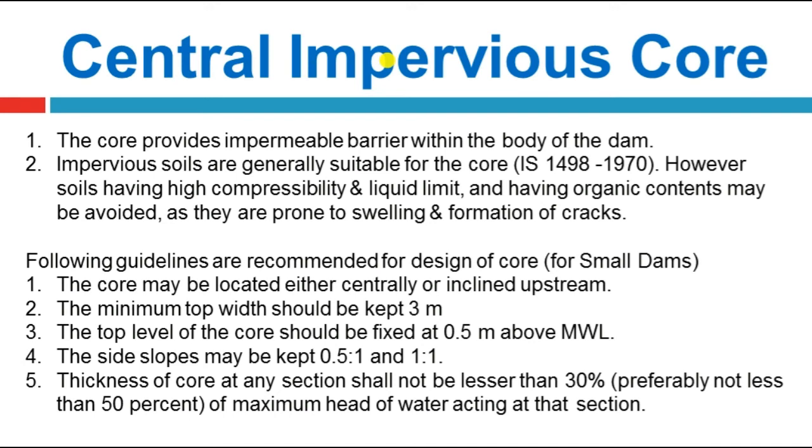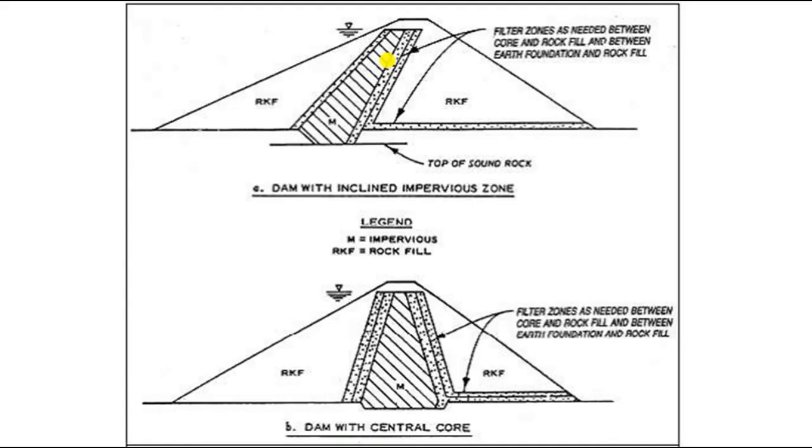We should follow the recommended guidelines for small dams. The core may be located either centrally or inclined upstream. The minimum top width should be kept at 3 meter. The top level of the core should be fixed at 0.5 meter above the minimum water level. The side slope may be kept between 0.5 to 1 and 1 to 1. The thickness of the core at any section shall not be less than 30%. So those are the recommendations for the impervious core. We should place it inclined toward the upstream face or provide it centrally.